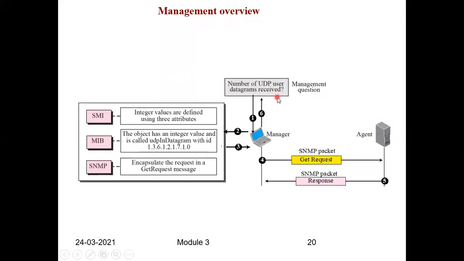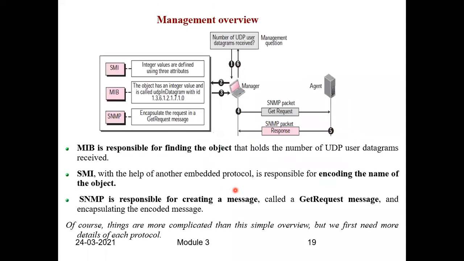The manager has a question. When the question goes to the agent, there are certain things which are to be used or followed. SMI, MIB and SNMP will take care of this, and a packet gets ready at the manager end. Then the request is sent to the agent and the agent gives a response, and the manager can then store it in the database. So this is how your management of the internet will work.